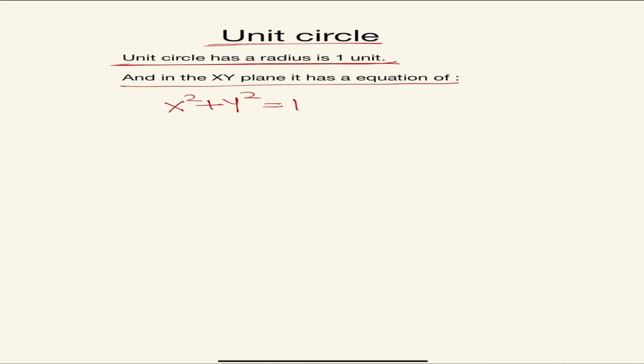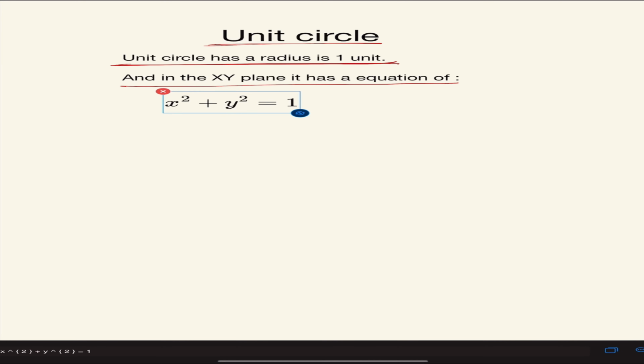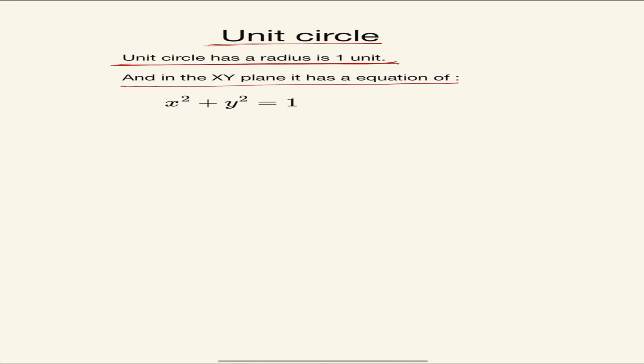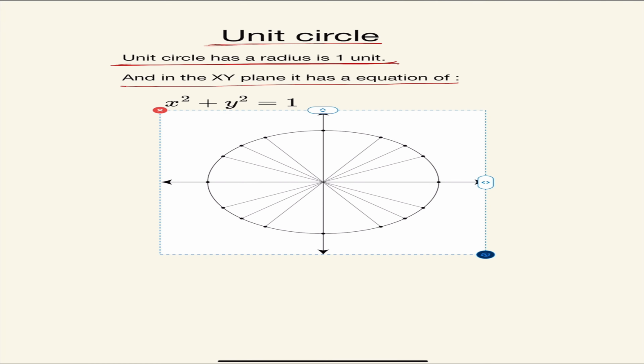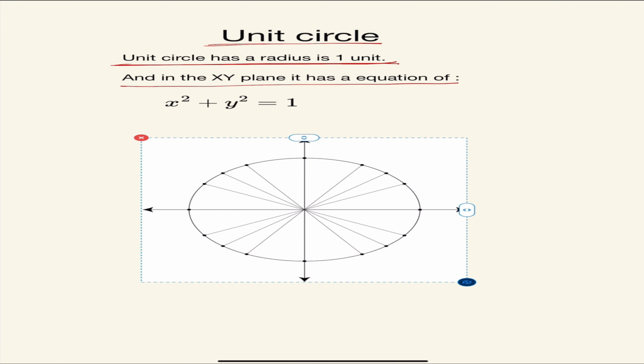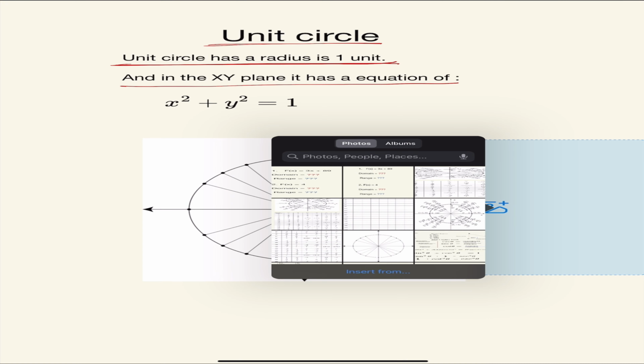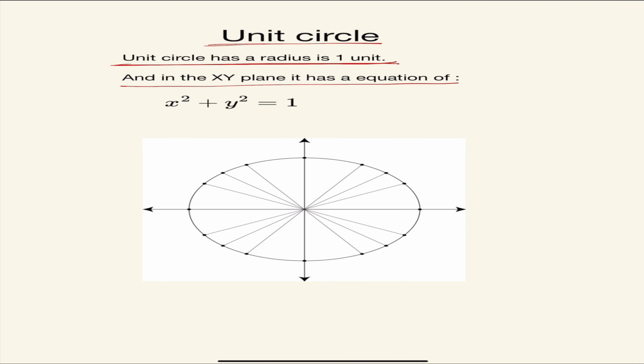So a unit circle has the equation x squared plus y squared equals 1. Now let's draw it. Let's draw a unit circle here. So it's in the xy plane, right? Sorry, just the x and y plane.